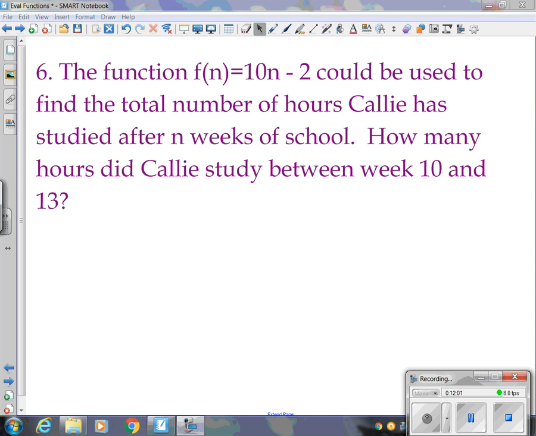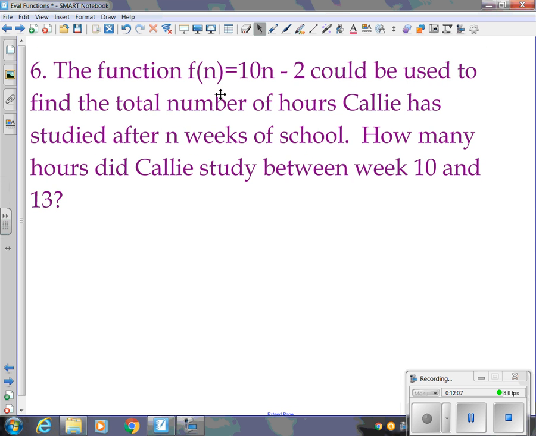All right, we're going to go on then to number 6. Number 6, the function f of n, so this time it's an n. f of n is equal to 10n minus 2. It could be used to find the total number of hours Callie has studied for n weeks of school.